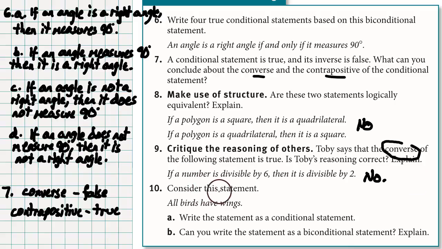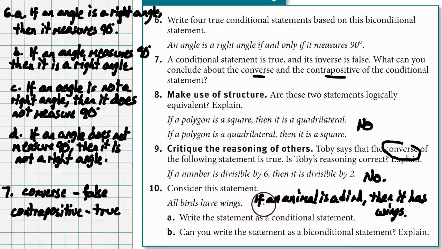Number 10, consider this statement. All birds have wings. Let's write the statement using if-then form. It might be, if an animal is a bird, then it has wings. This sentence has the words if and then, and it has the same meaning and order as the original sentence.